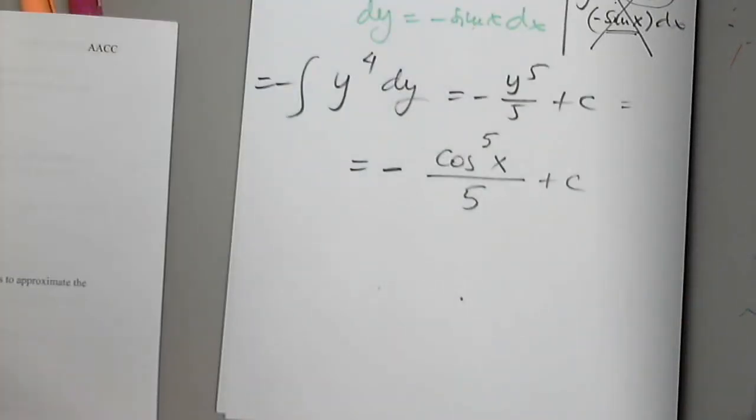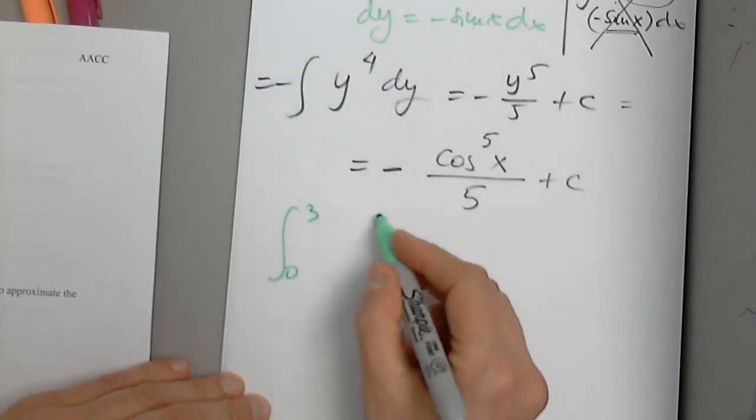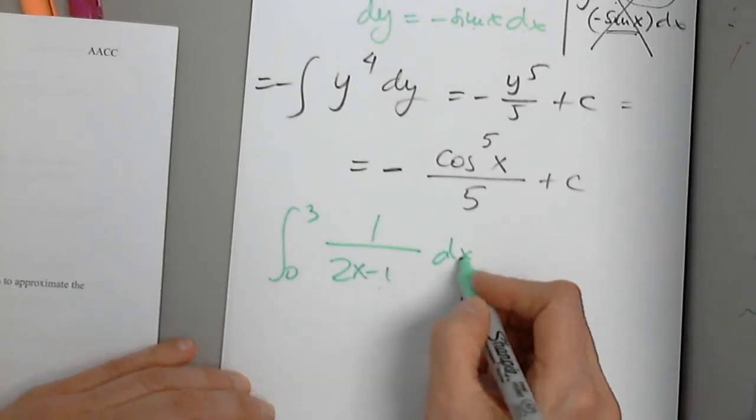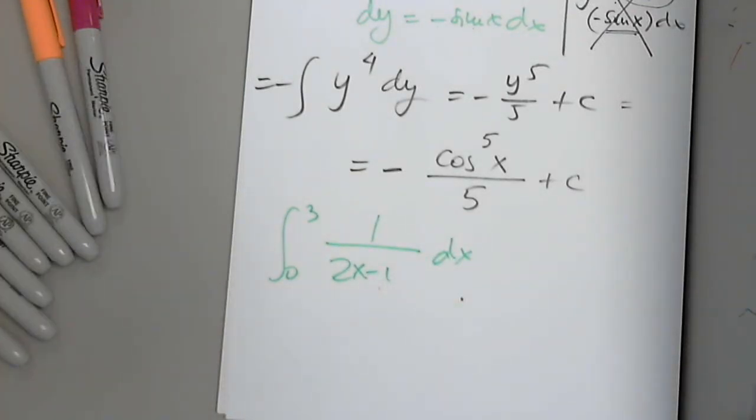The integral from 0 to 3 of 1 over 2x minus 1 dx. This one is a definite integral because it has limits of integration. So the answer will not be a family of functions, but one simple number, or not.